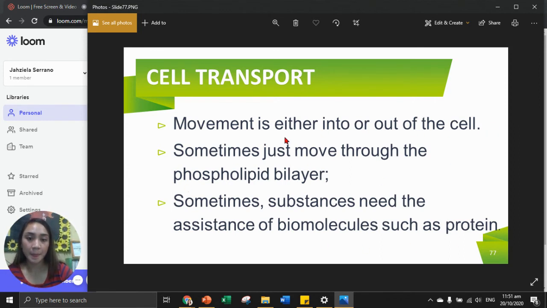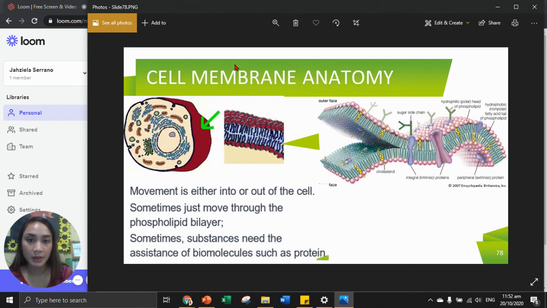Sometimes there should be substances here. Substances just move through the phospholipid bilayer. So again nga yung phospholipid bilayer, it is present in the cell membrane. And sometimes substances need assistance of biomolecules such as protein. So we'll be talking more about this in the next slides. So before I proceed to that, let's talk about cell membrane anatomy. So again, I already told you about this earlier, about the cell membrane. So ito yung zoom picture niya.